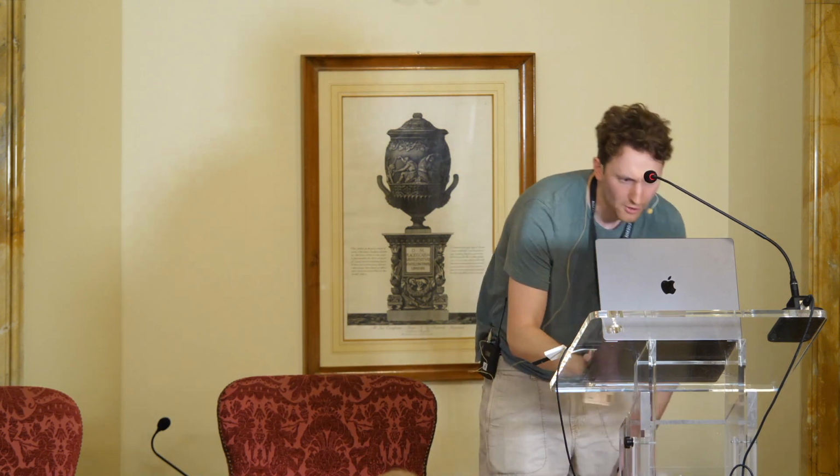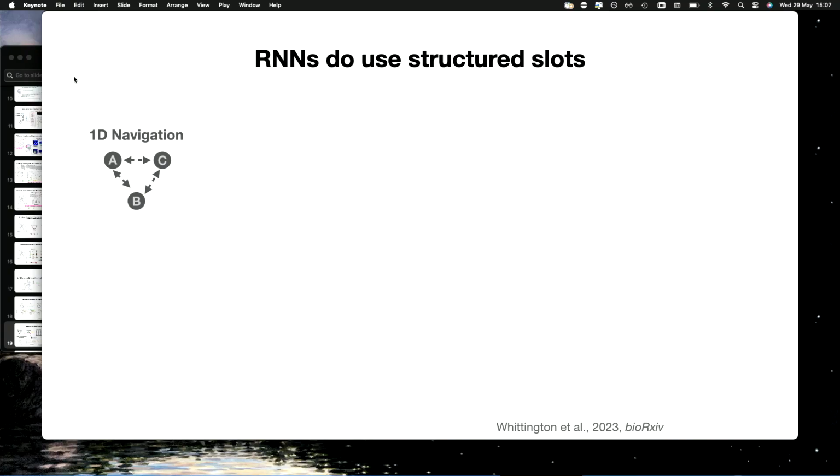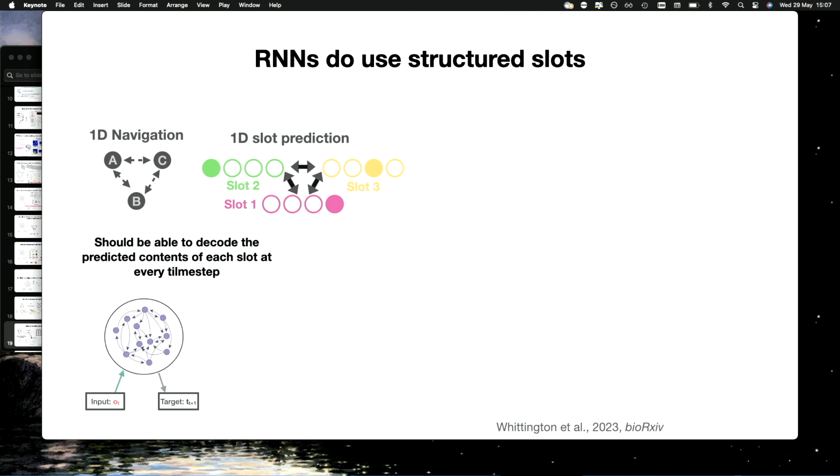Let's put a simple example of what we're going to expect to see. Let's take this very, very simple 1D navigation task. The prediction is that our RNN decomposes into these 3 separate slots. That makes a real prediction. It says that I should be able to make a decoder for every single one of those slots: a decoder for slot 3, decoder for slot 2, decoder for slot 1. Across all different sequences that you can think of, each decoder should be able to learn to decode the contents of that slot over all possible sequences.